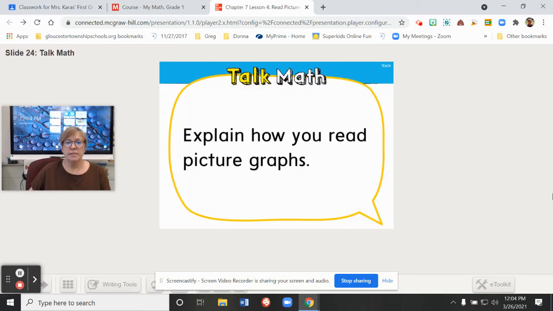All right, here is a talk math. I'd like you to think about and then explain to someone in your home how you read pictographs. What do you look at? What can you find out? Okay, well, you look at pictures, and what do they indicate? That's right, how many votes. And they also indicate what people were voting for and how many like different things.